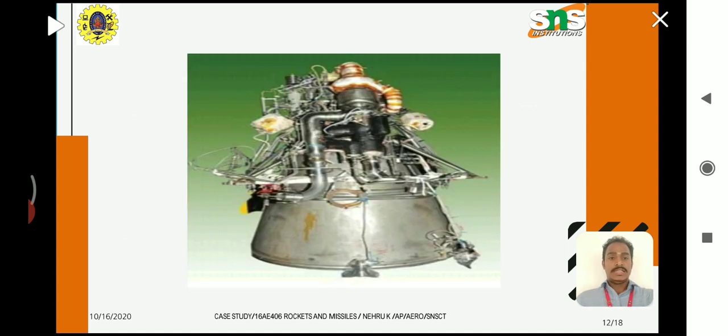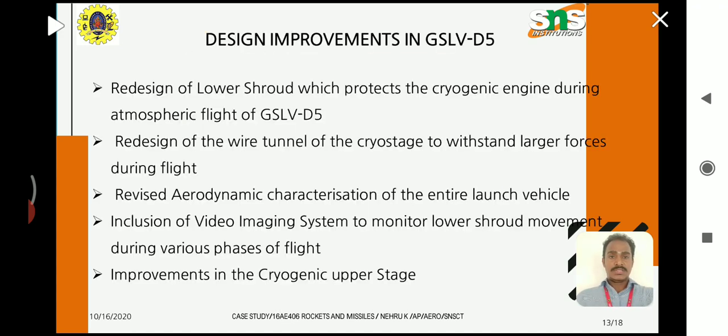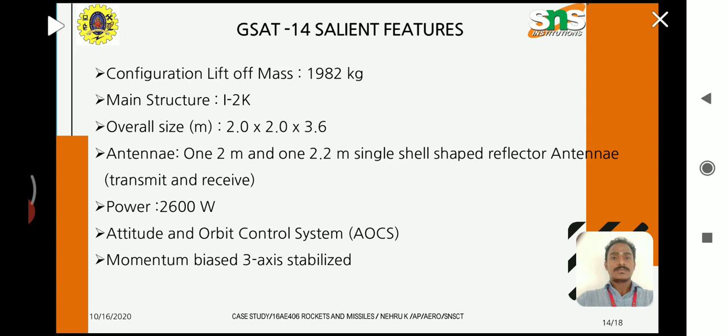This is the cryogenic engine, attached to the nozzle system. The design implementation in the GSLV D5 includes a redesign of the lower shroud to protect the cryogenic engine during the atmospheric flight of the GSLV D5, and a redesign of the wire tunnel of the cryo stage to withstand the large forces during the flight. The revised aerodynamic characteristics of the entire launch vehicle have been done, including a video imaging system for monitoring lower shroud movement during the various phases of the flight. Important is the cryogenic upper stage, which they have also improved.